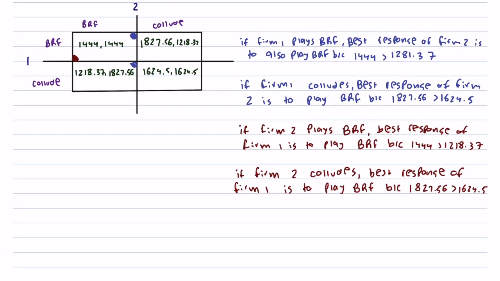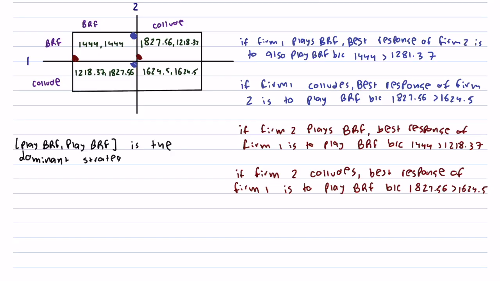From this analysis, let me also fill in the box right here. From this analysis, we found that no matter what firm 1 does, firm 2 will always play their best response function. And no matter what firm 2 does, firm 1 will always play their best response function. Therefore, we know that play BRF is the dominant strategy, right? It's going to happen no matter what.